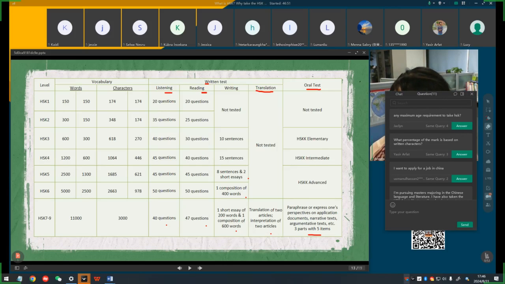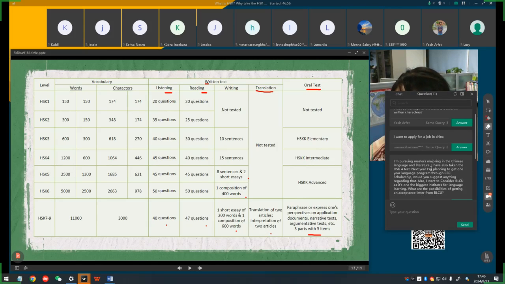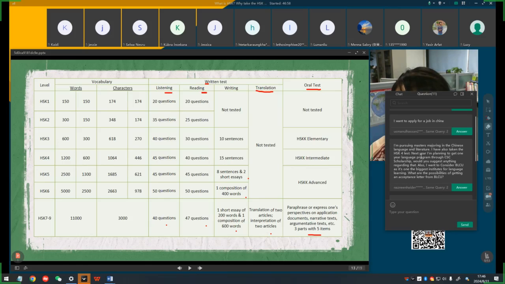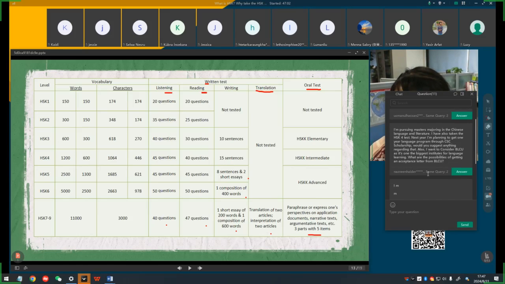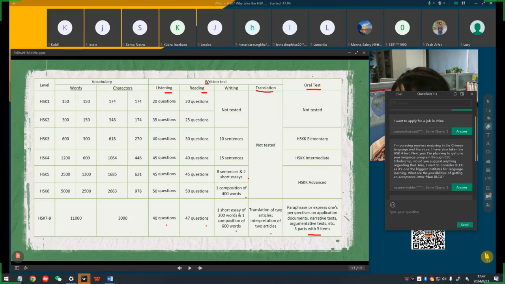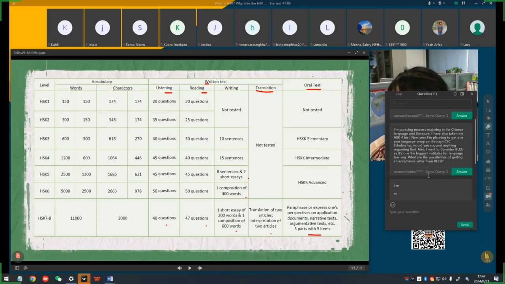Okay, and I want to apply for a job in China. Yeah, the HSK test will help your boss to measure your Chinese level. It definitely applies to you if you apply for a job in China.